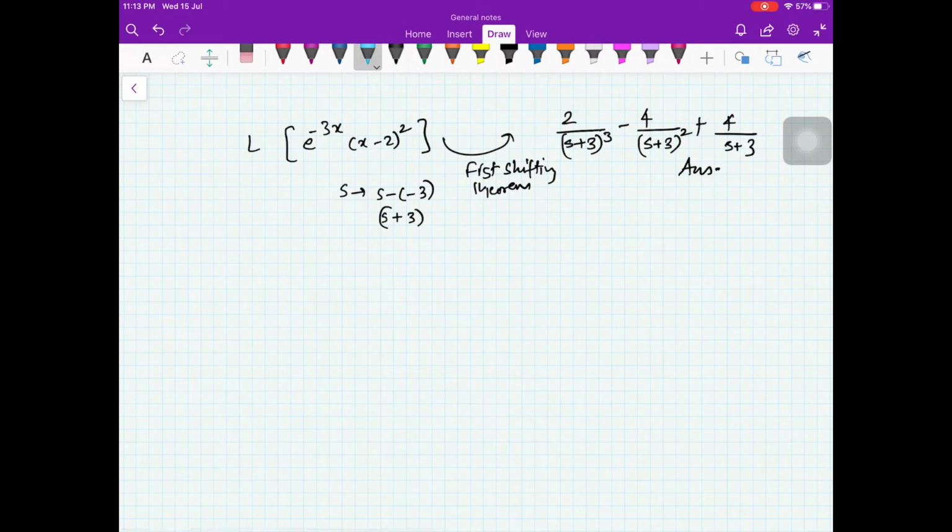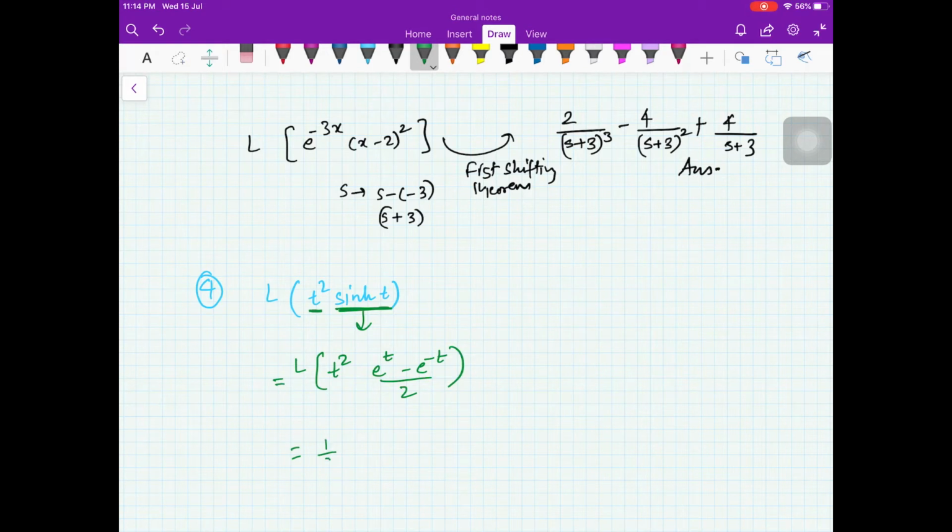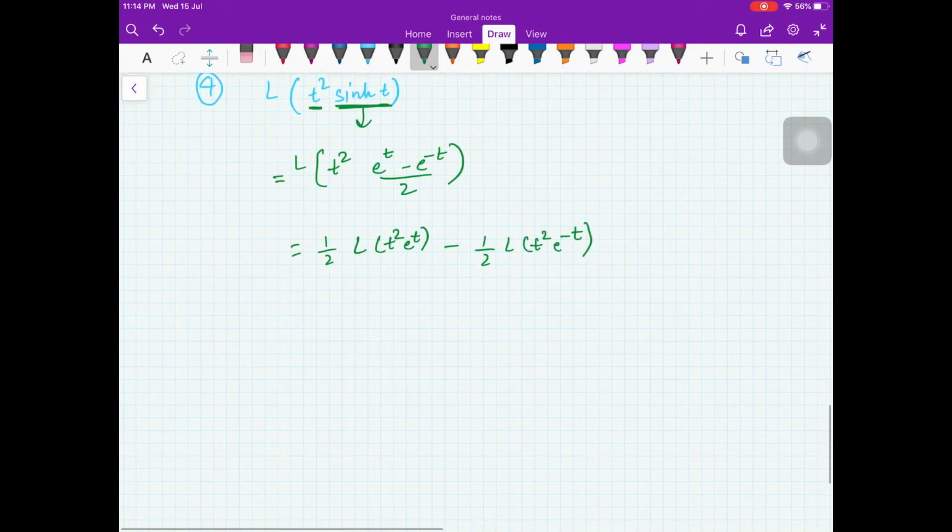For example, let me give you one more example. So you have L of t square sine hyperbolic t. How can you find this? Here you know the sine hyperbolic t formula, but then you don't know how to multiply it with t square and then take the Laplace transformation. So what you can do, you can just write sine hyperbolic t as e raised to power t minus e raised to power minus t by 2, right? So this becomes 1 by 2 L of t square e raised to power t minus 1 by 2 L of t square e raised to power minus t, right?